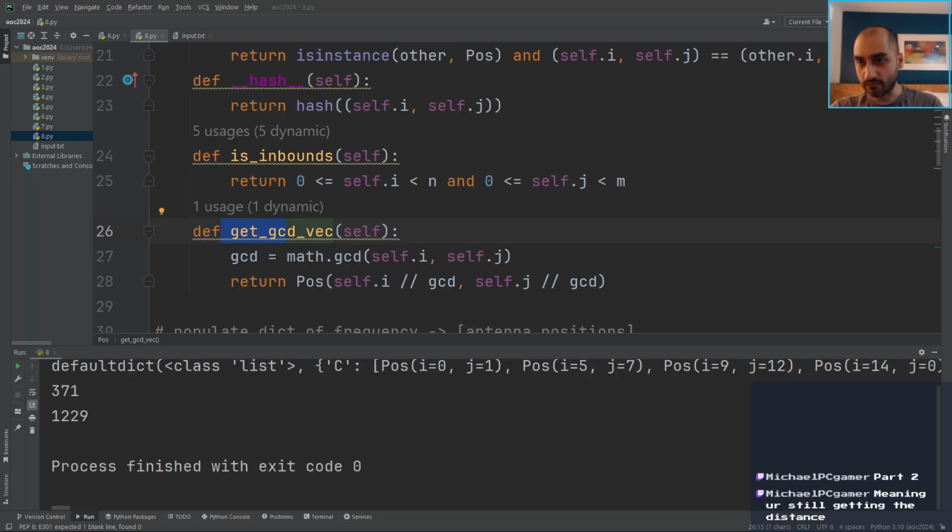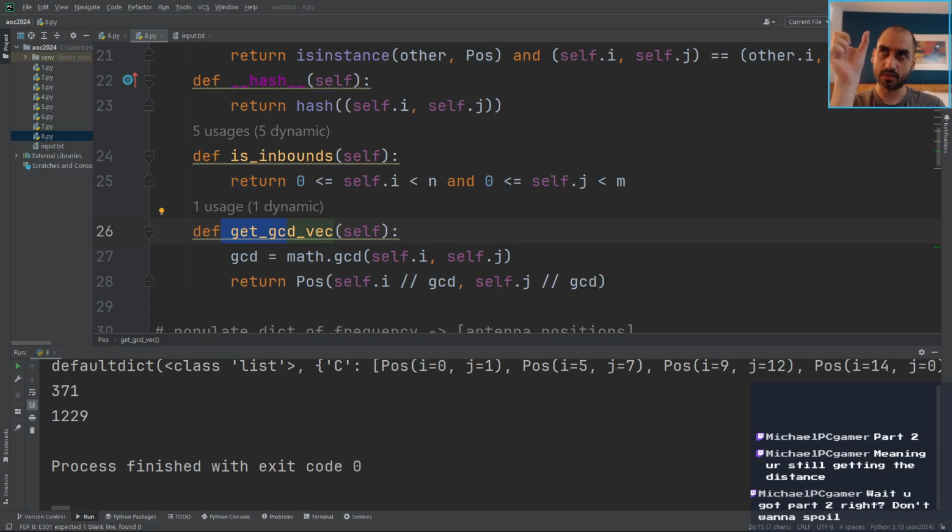Oh, no, sorry. Okay, sorry, I read your description again. 0, 0, 5... Oh, yeah, no, 10, 10. So it has to be... No. Wait, I'm getting confused. So we take the vector, we simplify it. Yeah, it should be 6, 6, 7, 7, 8, 8. Because you got part 2, right? Don't want to spoil. Yeah, I've done it just now. So the vector would be 5, 5, and you take out the GCD, it should be 1, 1. So 6, 6, 7, 7, 8, 8, 9, 9 should all be antinodes. They should be.